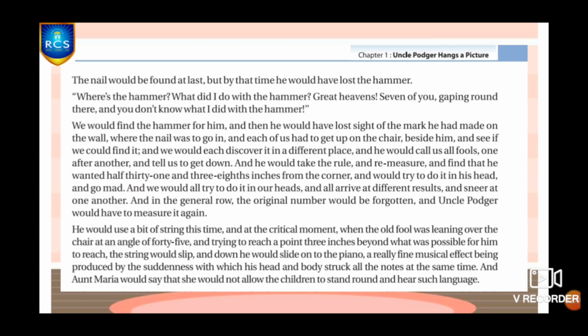And each of us had to get up on the chair to see whether we could find any mark on the wall, but each of them would find it in a different place, and he would be shouting, "You are all fools," at one another. And he would tell us to get down, and he would take the rule and start remeasuring it and find that he wanted half of 31 and 3/8 inches from the corner, and he would try to work it out in his head and go mad. And all the people in that house would also try to do it in their heads, and they would all arrive at different results, so they were laughing at each other.